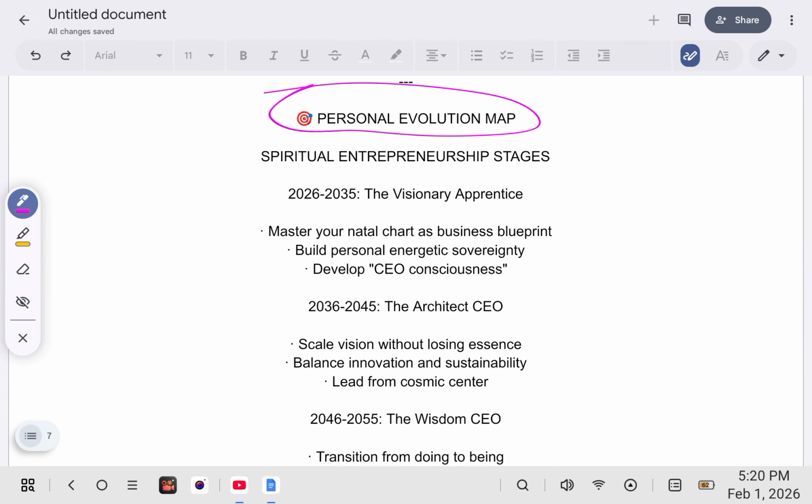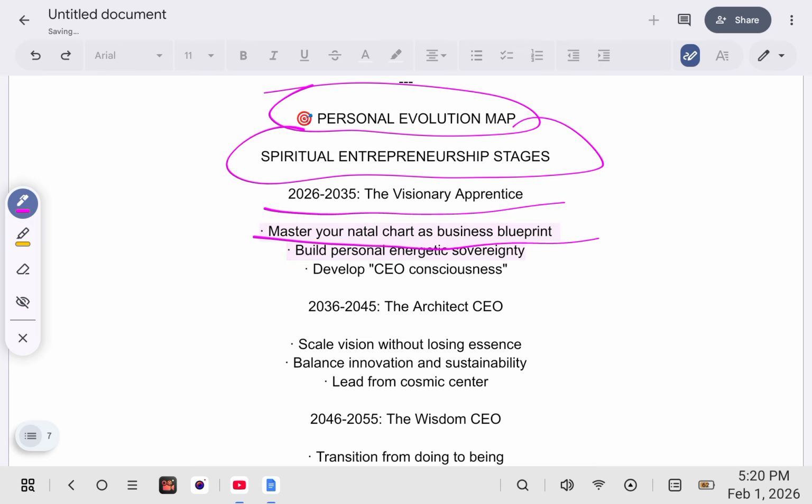Here's the personal evolution map with spiritual entrepreneurship stages. 2026 through 2035, the visionary apprentice. I master my natal chart as business blueprint. I build personal energetic serenity, and I develop CEO consciousness.